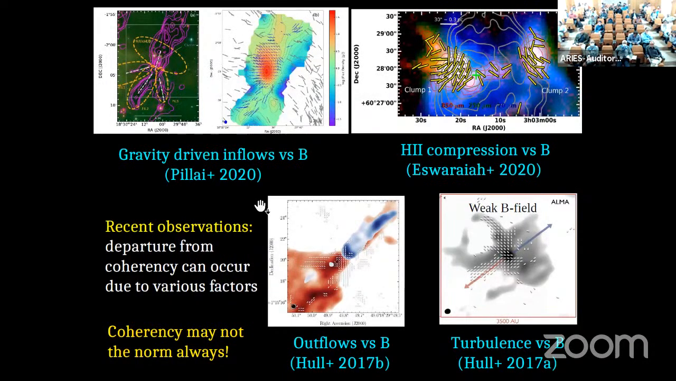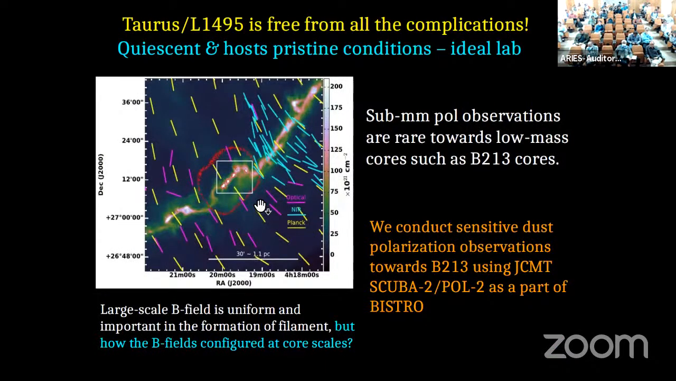This result has been published in Nature Astronomy. And in one of our works, we witnessed a kind of compressed magnetic field in the vicinity of H II regions. And in the ALMA observations, if we look at the magnetic fields in the vicinity of protostars up close, you can see that the magnetic fields can be entirely disrupted. And if we have a strong magnetic field also, all these factors can make the magnetic fields diverge from coherency. But in order to study the real importance of magnetic fields, we need to probe pristine conditions.